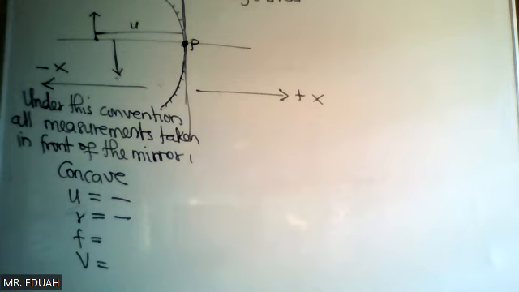Will F be positive or negative? Are you there? Maybe he is not there. What do you think? Your line is fading. Anybody? What do you think?